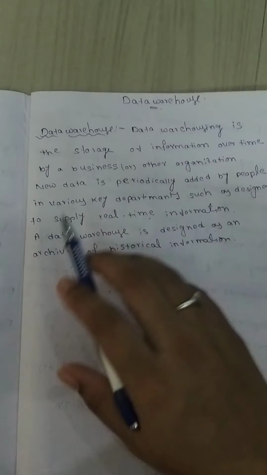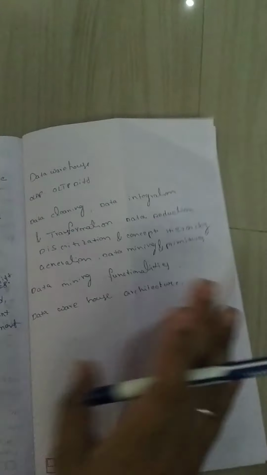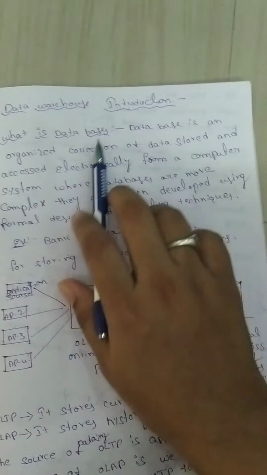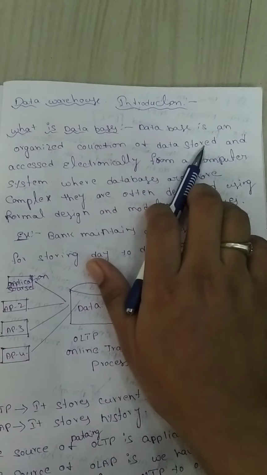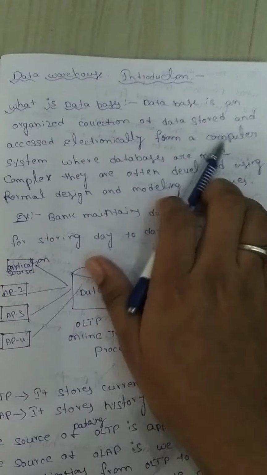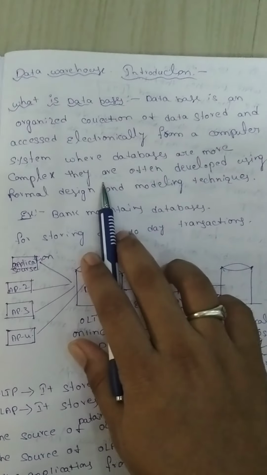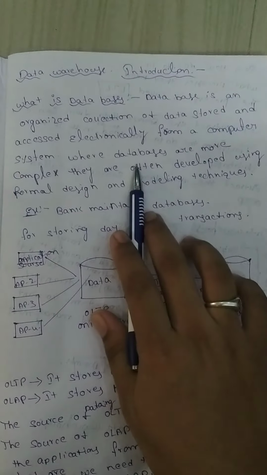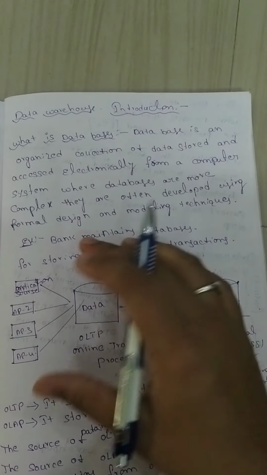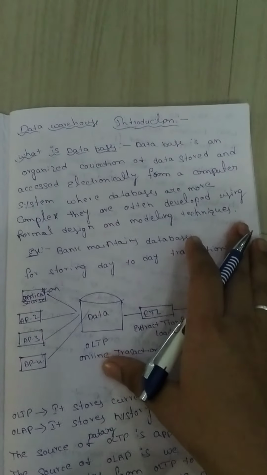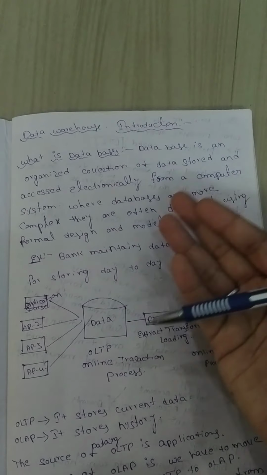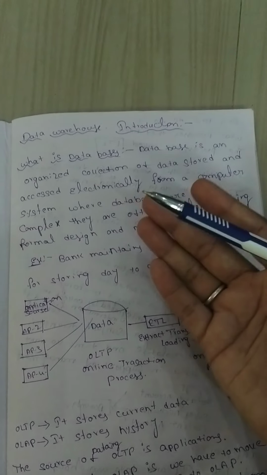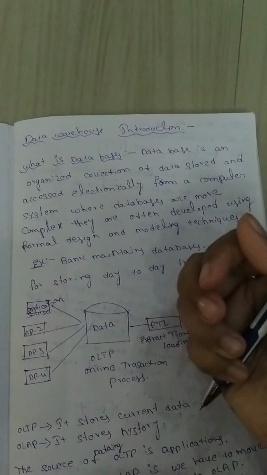Before knowing the data warehouse, we have to see databases. What is a database? A database is an organized collection of data stored and accessed electronically from a computer system. Where databases are more complex, they are often developed using formal design and modeling techniques. For example, if we want some data on a particular thing, we go to the different types of servers, and from those servers we grab the information we want.